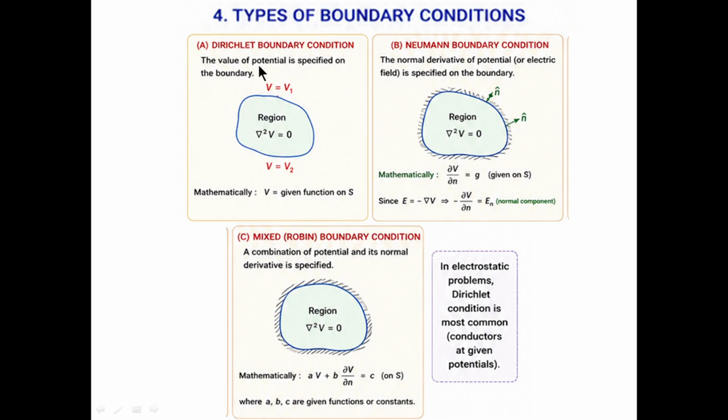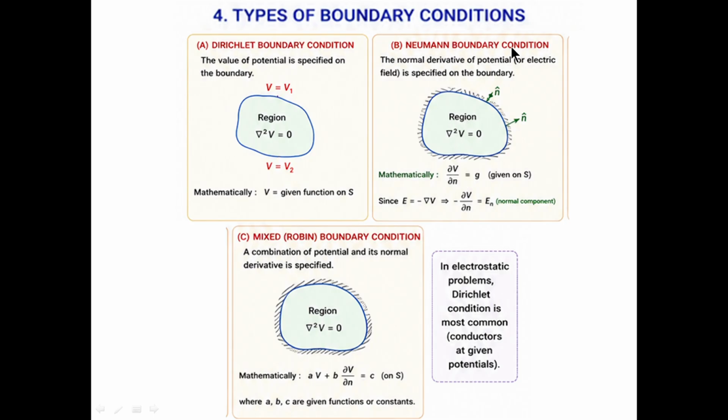The value of potential is specified on the boundary, that is V is equal to V1 or V is equal to V2. By using this boundary condition, we can calculate the general solution, specific solution, or we can say the unique solution of the potential of a Laplace equation. In mathematical form, we can represent it in the form of V is equal to a given function on the surface.